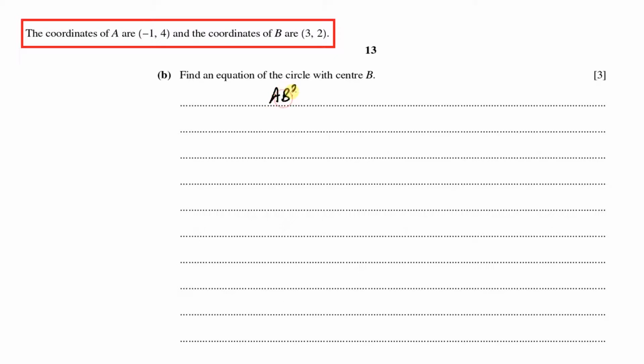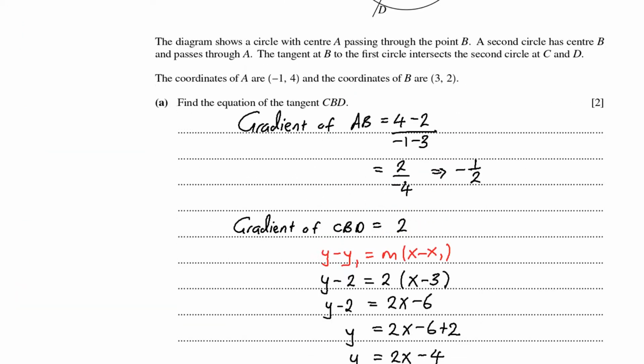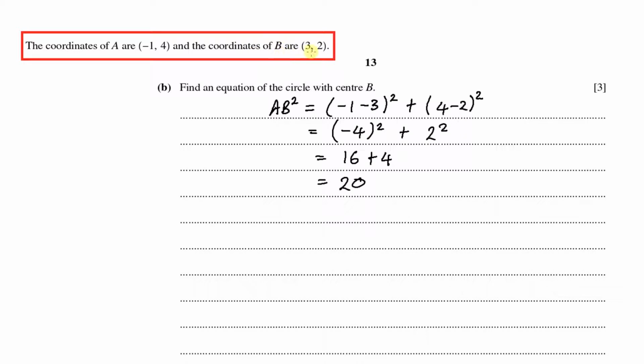AB squared is equal to, and that's the x coordinates, -1 minus 3 squared, plus the y coordinates, 4 minus 2 squared, and this will give us -4 squared, and that's plus 4 minus 2, that's 2 squared, so that's 16 plus 4, so AB squared comes out as 20. So we now know what the radius squared is, which is 20, and the coordinates of the center of the circle is B. So we're going to use the point B as the center.